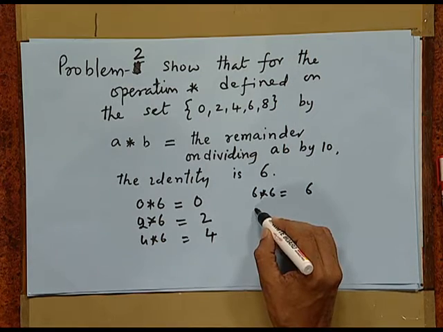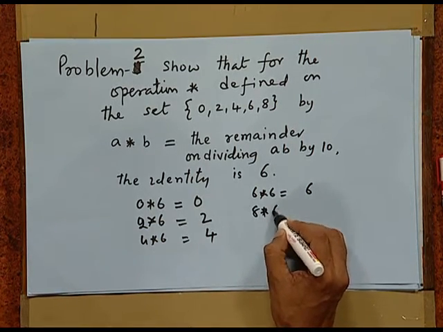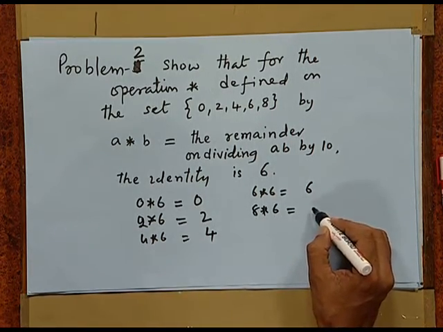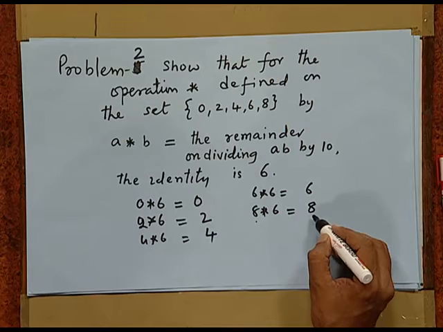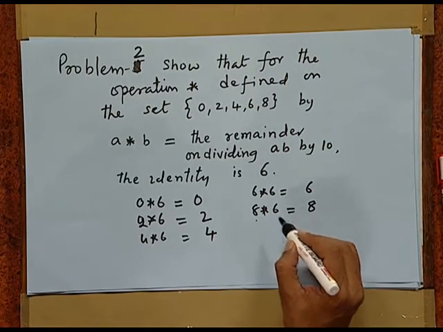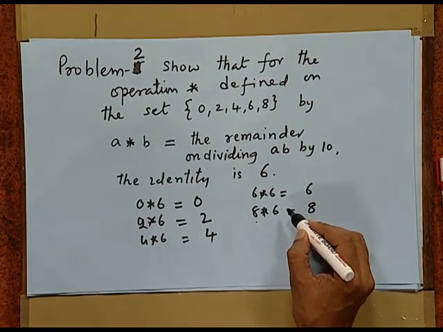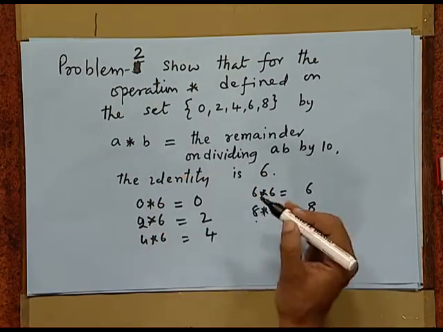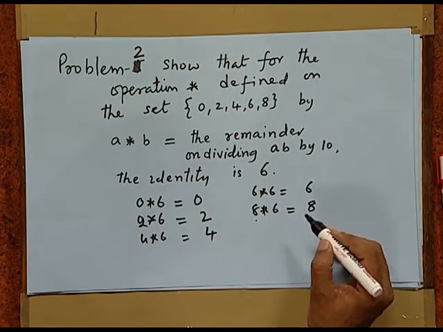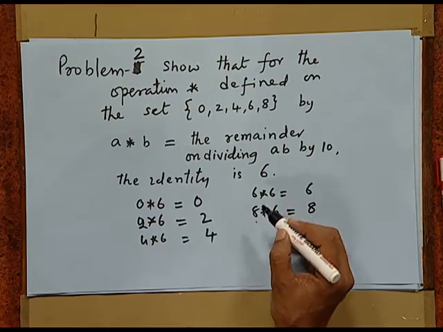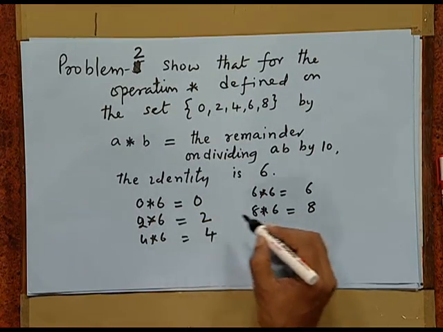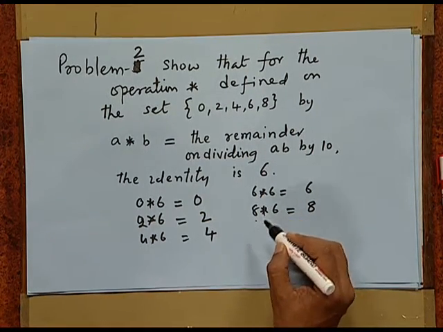Then 8 star 6: 8 times 6 is 48, and when you divide 48 by 10, the remainder is 8. So, 8 star 6 is 8. Now, since the operation is commutative, we do not have to check for 6 times 0 and all that. So, ultimately, every time 6 star any element is the same element, so 6 is the identity.